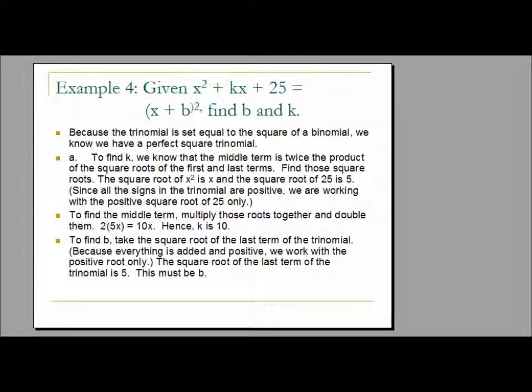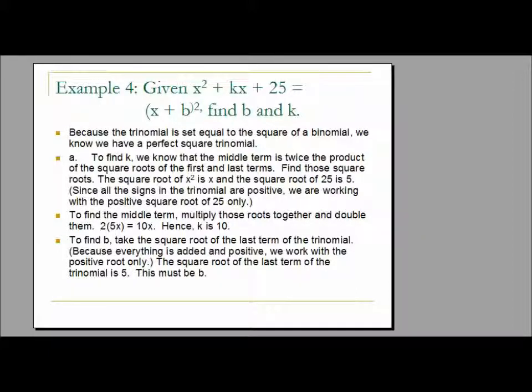The square root of x squared is x, and the square root of 25 is 5. Since all the signs in the trinomial are positive, we are working with the positive square root of 25 only. To find the middle term, multiply those roots together and double them. 2 times 5x equals 10x, and recall that k is the coefficient of x, therefore k equals 10.